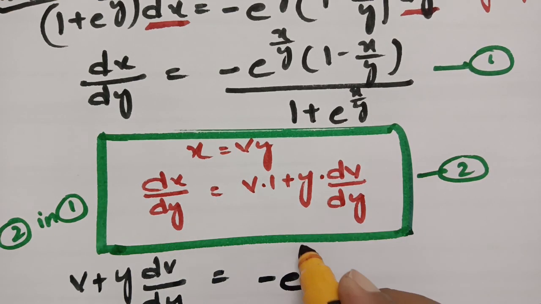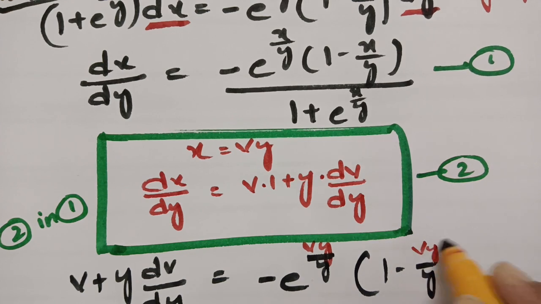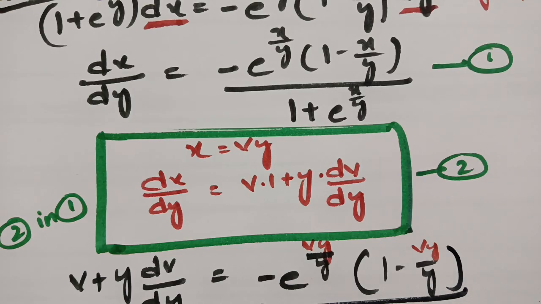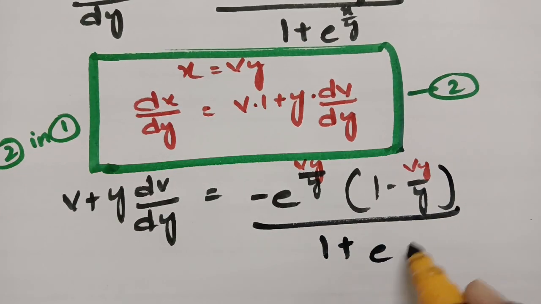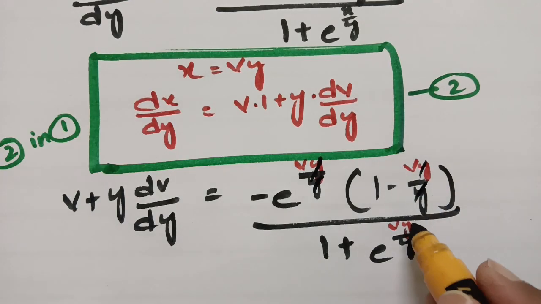In place of x, I am keeping vy by y. So this is y into 1 minus, in place of x, I am keeping vy, divided by 1 plus e power vy in place of x. Clear? Now if I cancel this y, the fraction got cancelled.